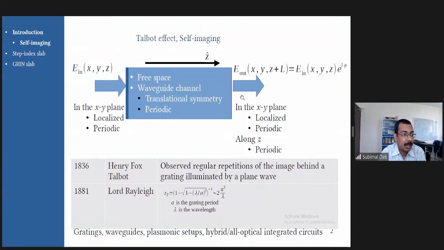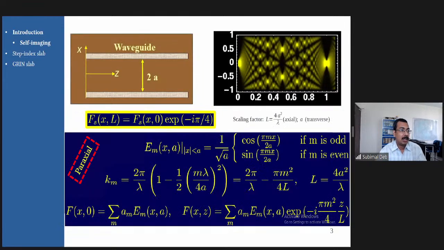And we will be concentrating on the case of a waveguide channel, a one-dimensional waveguide channel, which has translational symmetry. That is, there is no change in the structure of the waveguide along the direction of propagation. Now, here is a pictorial representation of the Talbot effect, which is well known to a lot of people in the audience, I presume. But for the sake of completeness, I would still present the results that are important for the rest of the talk.